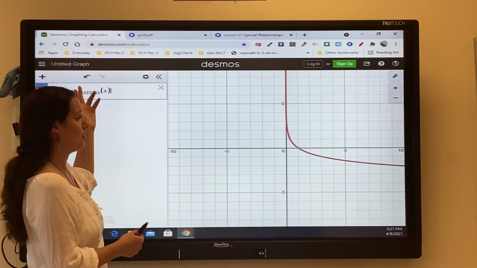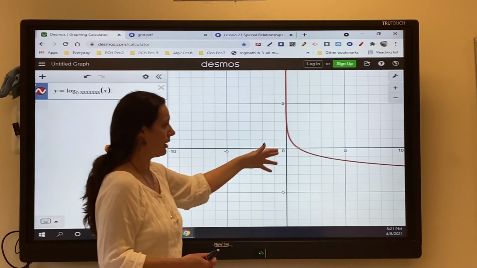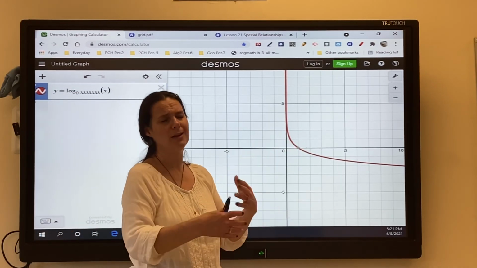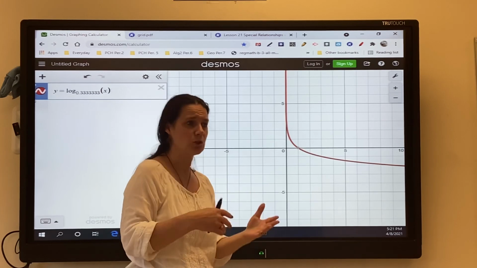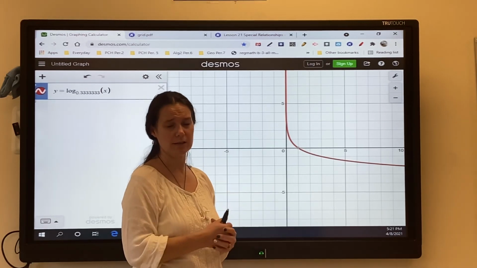Anyway, you do the same thing that you did before. You hit the gear, you pull up a table of values, you plot your points to replicate this on your graph paper, and then you answer the same kind of domain and range questions, what's your asymptote, et cetera.